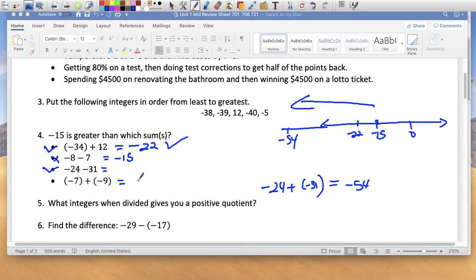And negative 7 plus negative 9 is negative 16. And negative 16 is right over here. And negative 15 is definitely greater than negative 16. So first, third, and fourth are what you would be looking for.